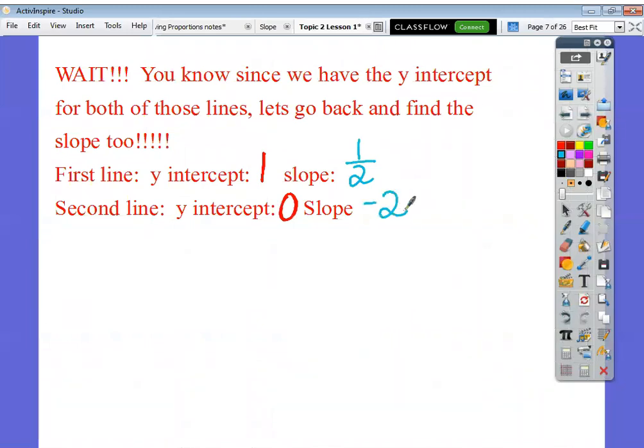Now, I know some of you guys are asking, Mrs. Parkin, why do we want to find both things out for this line? Well, because guess what we're going to do? Right now, we're going to take that information and we're going to write out a linear equation. Woohoo! That's right.